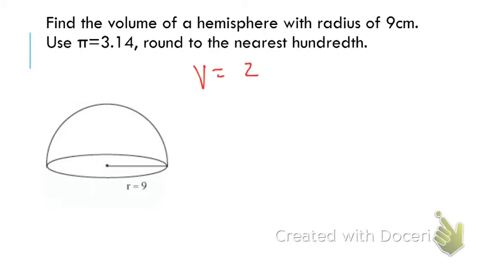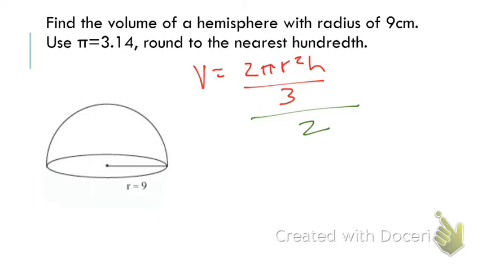Well, you would take the formula for a sphere and then do what to it? Well, you just divide it by 2. So whatever your final answer is, at the very end, you're going to divide it by 2. And that's going to be how you get the volume of a hemisphere, because it's half of a sphere.